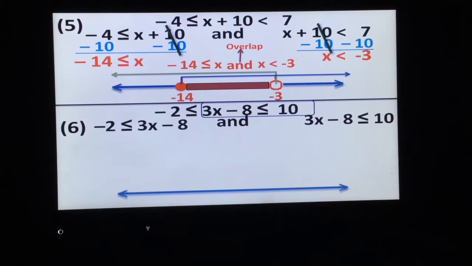Now let's go ahead and solve each individual one. Now on the left side, what you're going to have to do is add 8 to both sides.